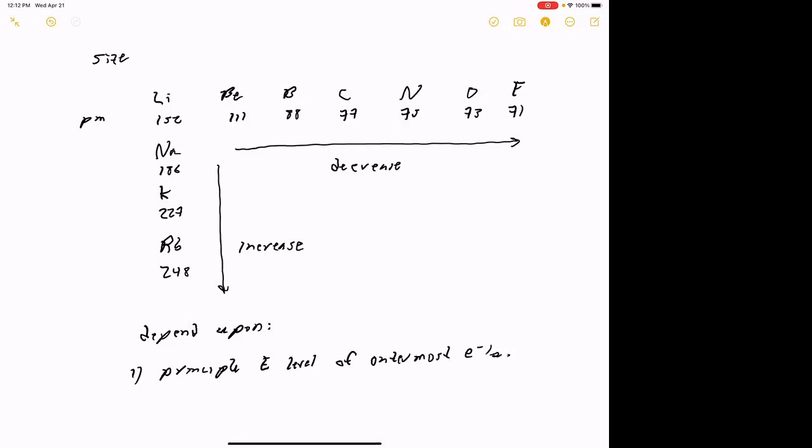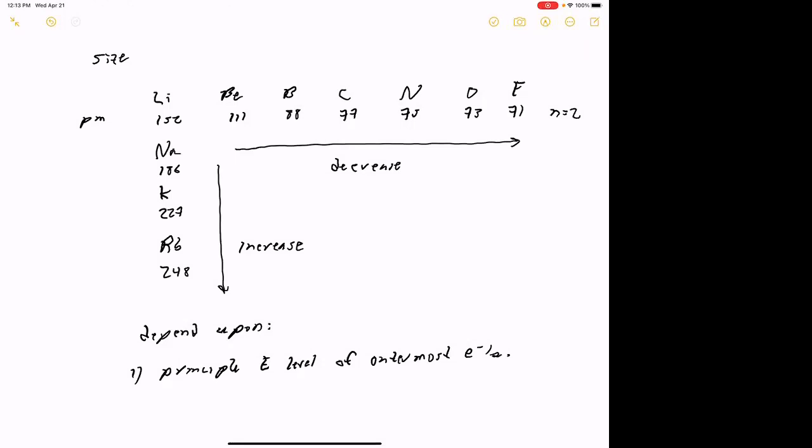For example, let's take a look at what's happening as we go from left to right. If I go from lithium across to fluorine, what am I doing? I'm filling the second principal energy level. I'm dealing with the n = 2 level there. I have to get through the n = 1 level to get to helium, and then lithium through fluorine, I'm filling that second principal energy level. I'm putting in 2s electrons and then a set of 2p's. Am I changing the principal energy level as I go across? No, I'm not. I'm filling the same principal energy level.